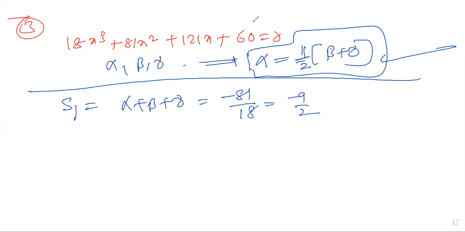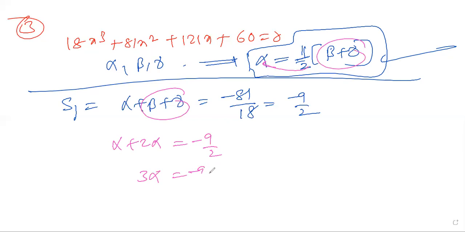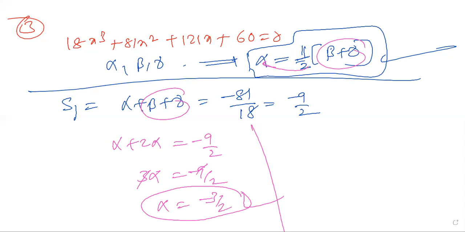Here, beta plus gamma is equal to, can I write, 2 alpha? So alpha plus 2 alpha is equal to minus 9 by 2. 3 alpha is equal to minus 9 by 2. Alpha is equal to, 3 ones are 3, 3 threes are 9, minus 3 by 2. Clear? You got the alpha value now.